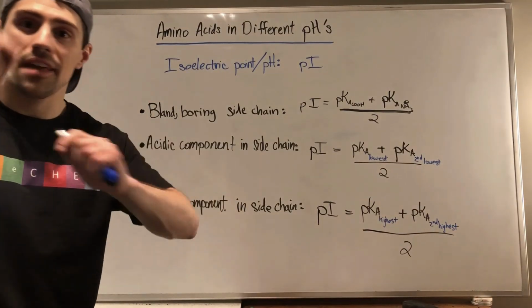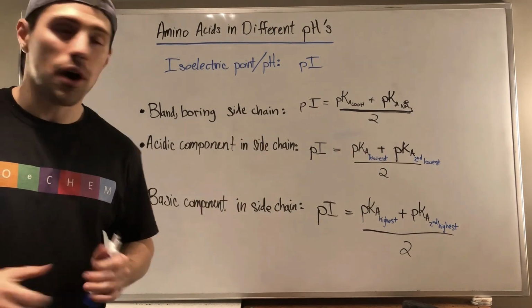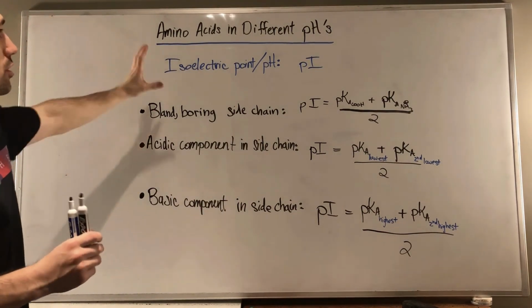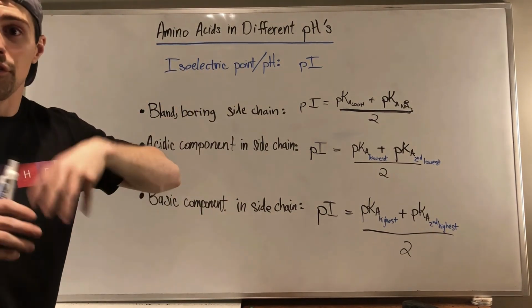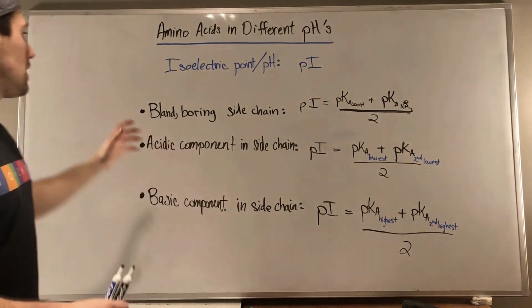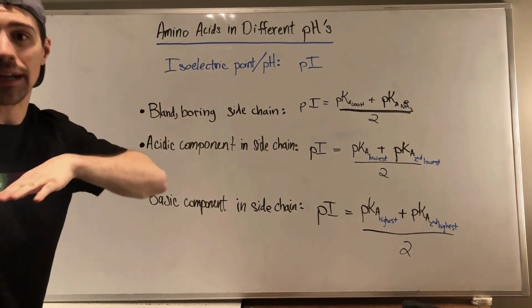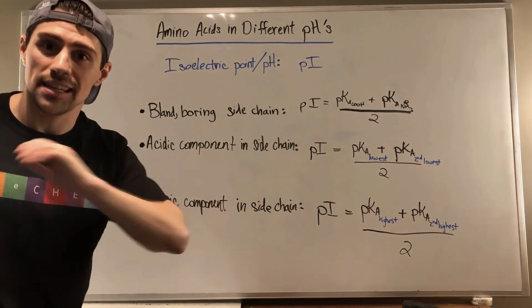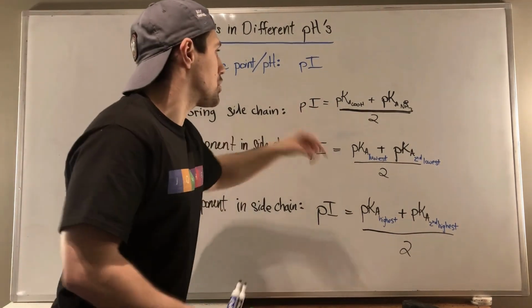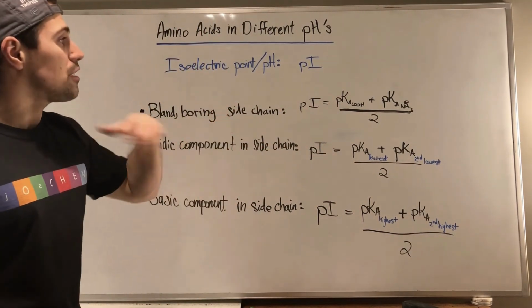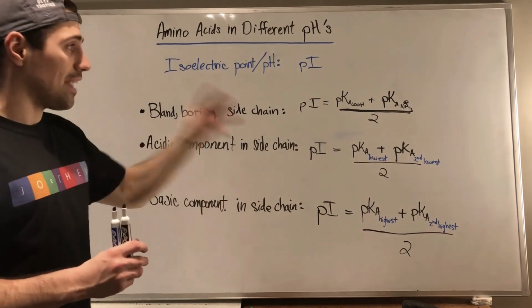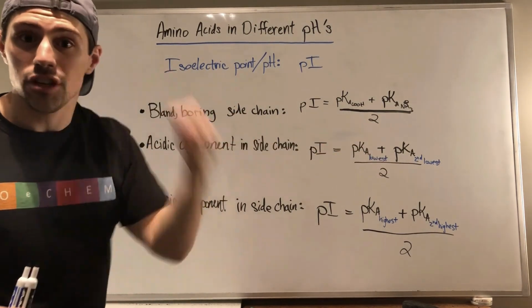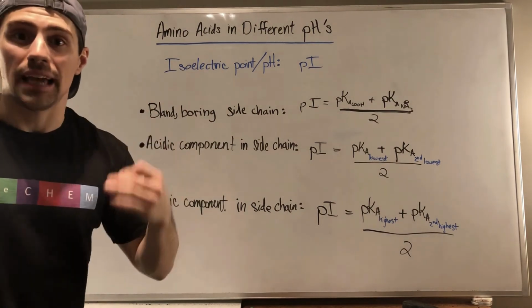Okay gang, just to tie this video up with a pretty bow, if we're trying to determine the isoelectric point for a given amino acid, right? If your side chain is bland and boring, it has nothing basic and nothing acidic in it, just take the pKa of your carboxylic acid, the pKa of your protonated amino group, add them together, divide those suckers by 2, that will give you your PI, right?